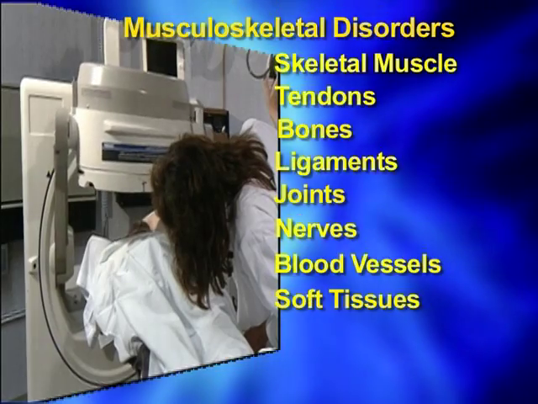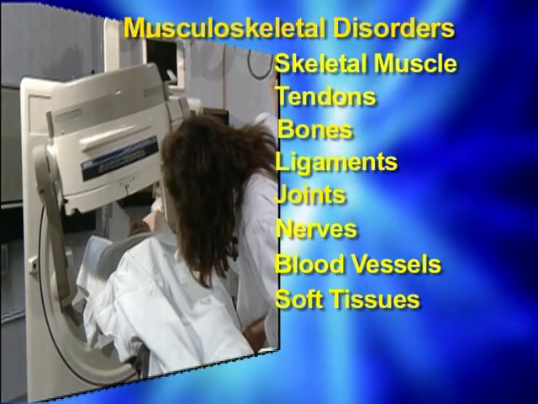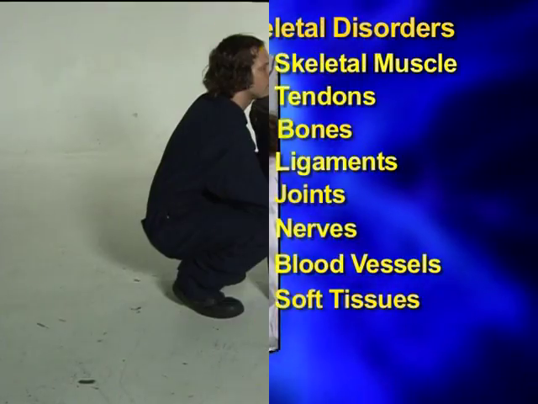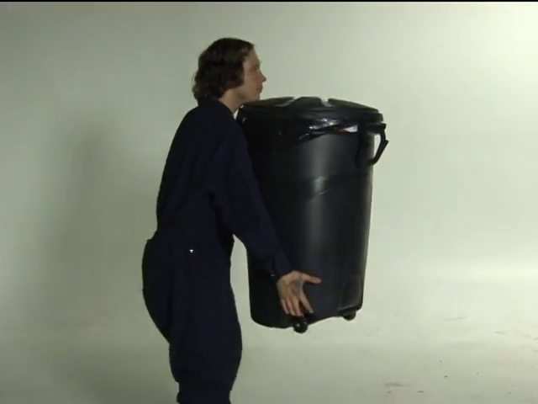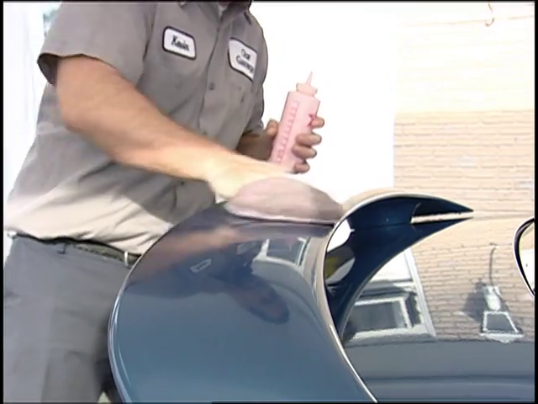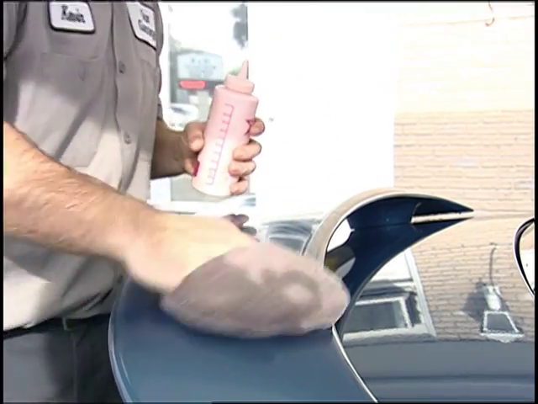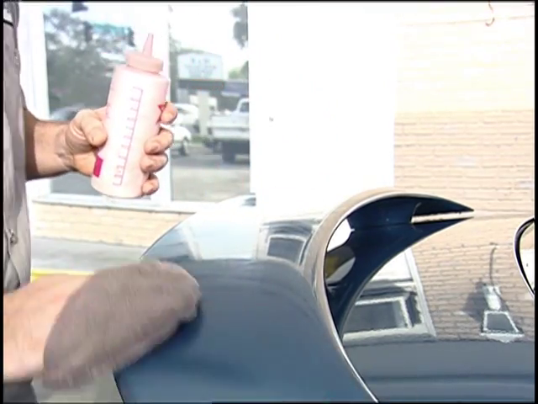Musculoskeletal disorders usually refer to an injury or damage of skeletal muscle, tendons, bones, ligaments, joints, nerves, blood vessels, or related soft tissue, including strain, sprain, and inflammation. The most common cause of MSDs is by strenuous physical overload or by repetitive use of a joint or a particular muscle group, commonly referred to as repetitive stress disorders.